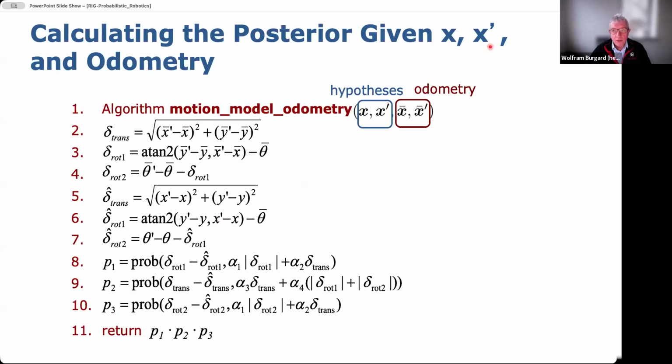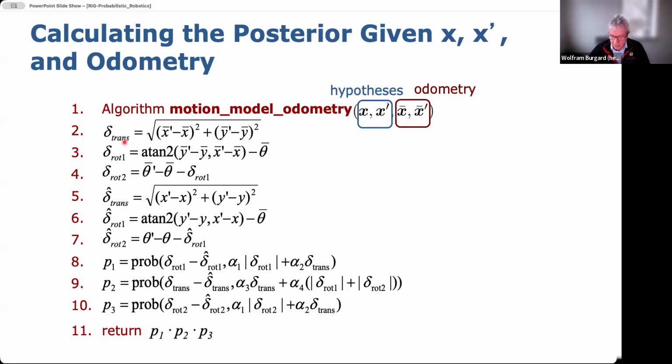But now, if you think about calculating the posterior given x prime and the odometry, we have two query points here. This is what we call the hypothesis, and this is what the odometry tells us. And now we're doing exactly what I mentioned before. We're basically saying, what if the robot moved from x to x prime, given the odometry tells us the robot moved from x bar to x bar prime?